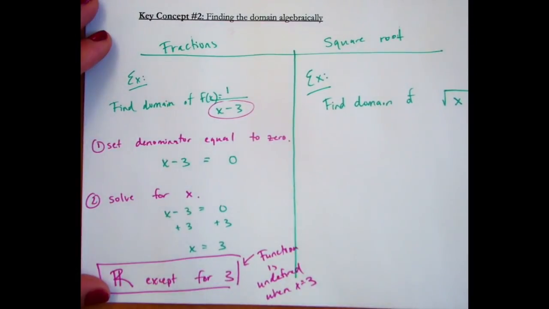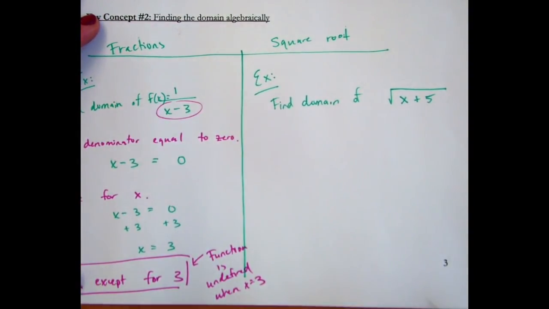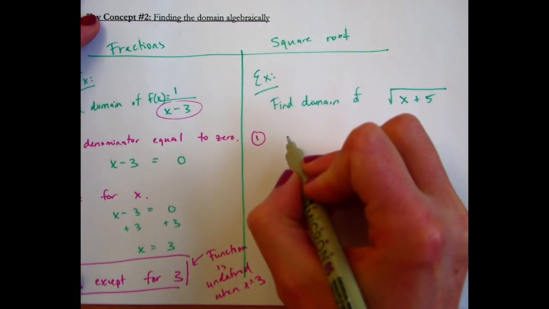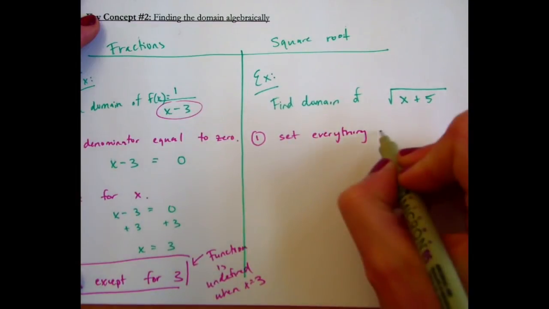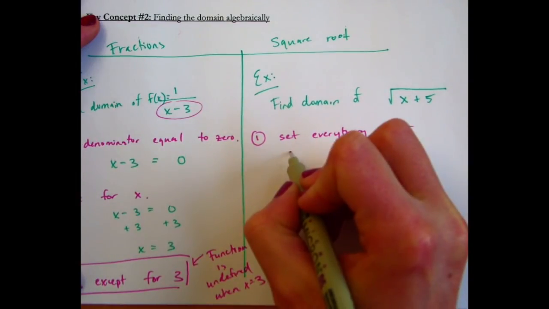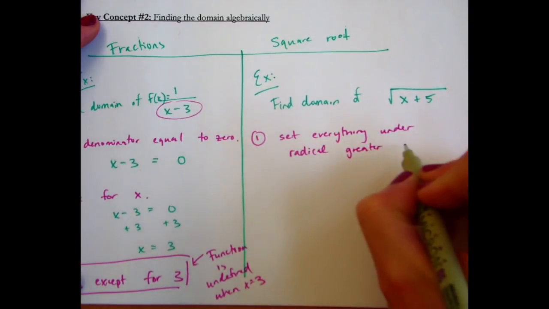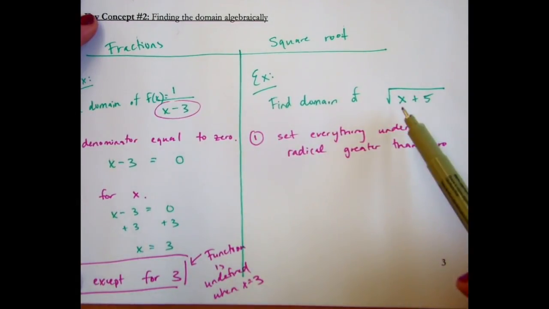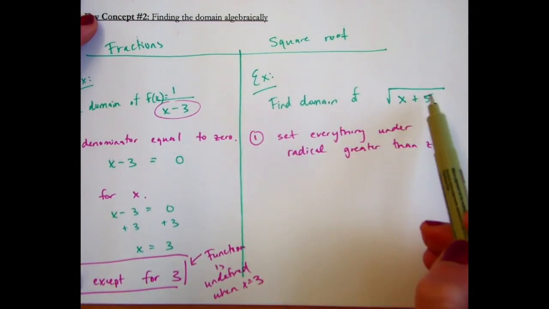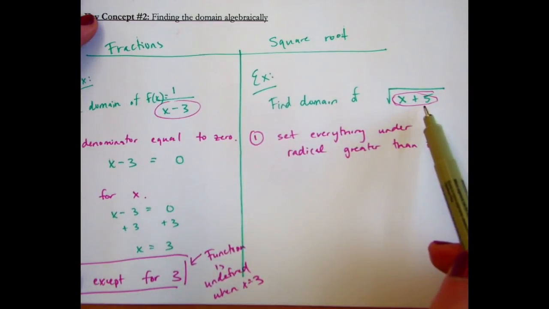In this case, your first step would be to set everything under the radical, under the square root, greater than 0. This is because you cannot take the square root of a negative number, so we know that this expression underneath the square root must be positive. It must be greater than 0 because it is impossible in math to take the square root of a negative number. That would be an imaginary number.